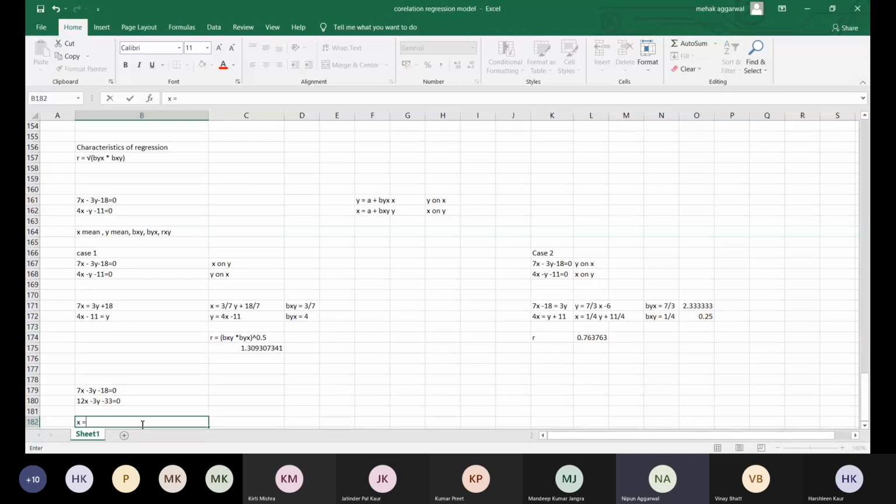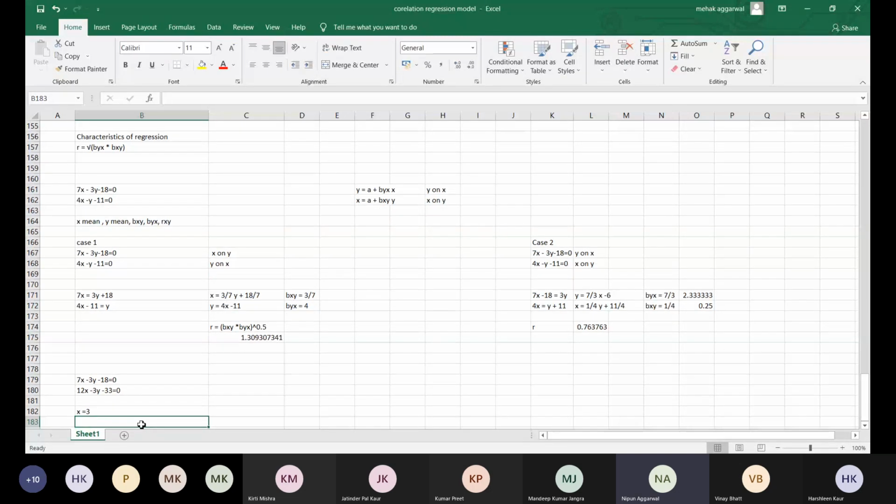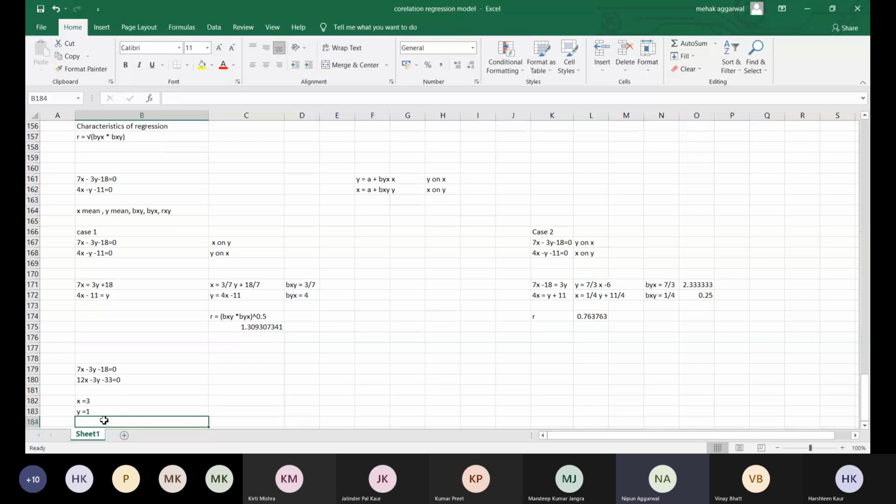So the value of x comes out to be 3, and putting this value in any of the equations, this becomes 21 minus 18, which is 3, so y is equal to 1. Whatever values of x and y come, that is none other than x mean and y mean. So the answer becomes x mean is 3, y mean is 1, byx is 2.33, bxy is 0.25, and rxy is 0.763.